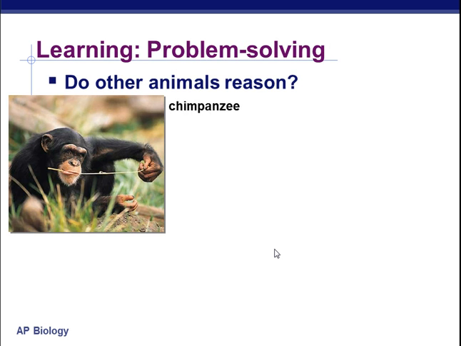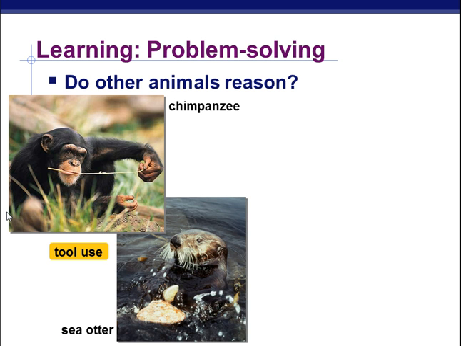Another learned behavior is problem solving. So we think we're the only animals that reason, but check out chimpanzees. He's using this little, probably a piece of bamboo, to go down into the anthole to take out ants. So he's using tools.